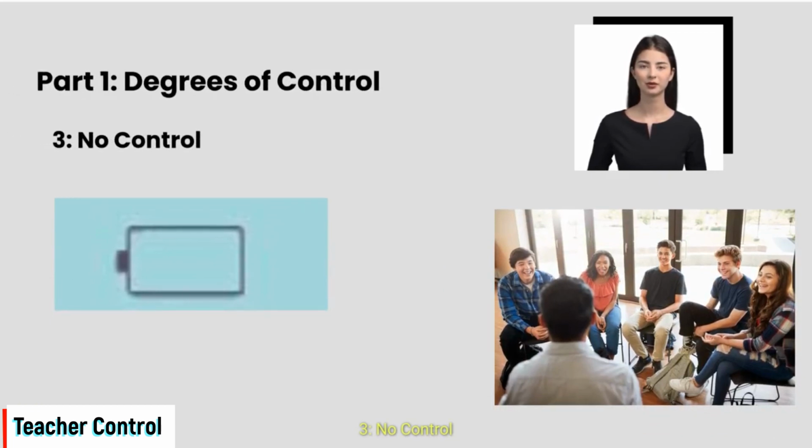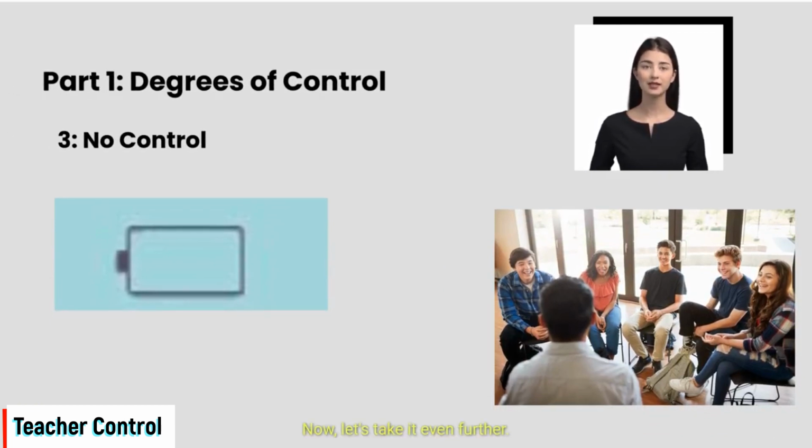3. No control. Now, let's take it even further. Buckle up for the no control approach. In this approach, the teacher takes a back seat, refraining from further interventions after the initial instructions. It's about creating a space for students to spread their wings and work independently.